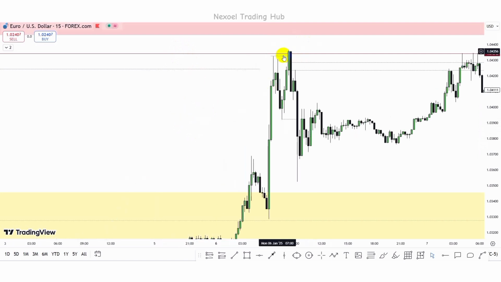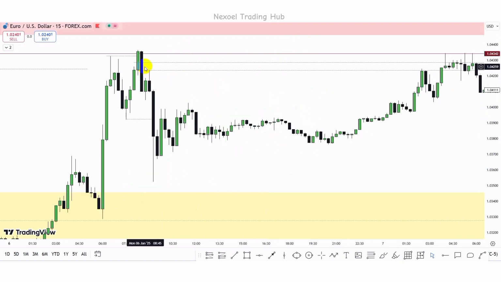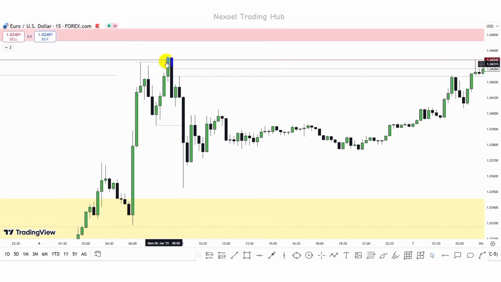Price has mitigated a higher time frame zone, and we can see this massive displacement to the downside, giving us the market structure shift. Now we can see this is our order block. Since what we have here is the break of structure, and this is the market structure shift model, and we have a break of structure to the upside. Now we have a displacement to the downside that led to the market structure shift.